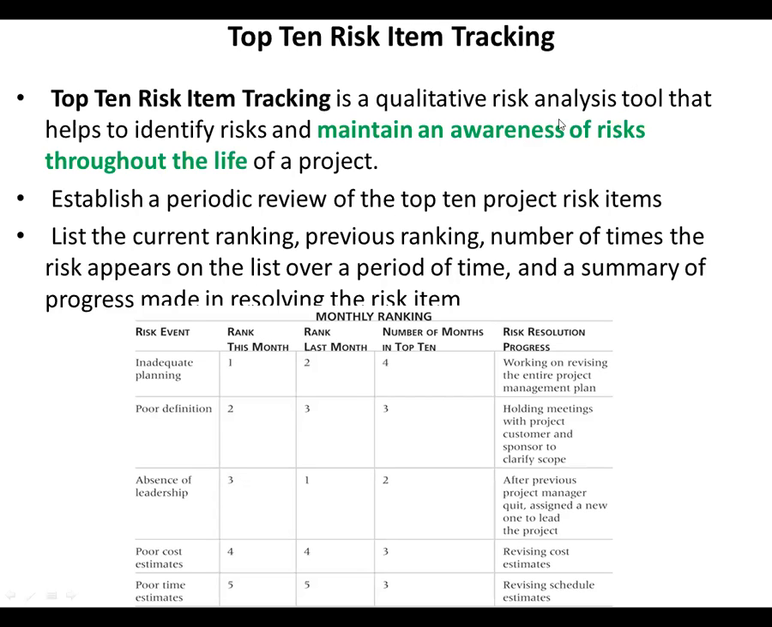So this is another way of doing this qualitative risk analysis. You can see how a rank is given, and the top 10 items are always revised monthly. You can see last month's rank, and how this particular risk became number 1, being at number 2 and number 4 in the previous months. So this is a periodic review. It's a very good process because you look at all the risks once a month.